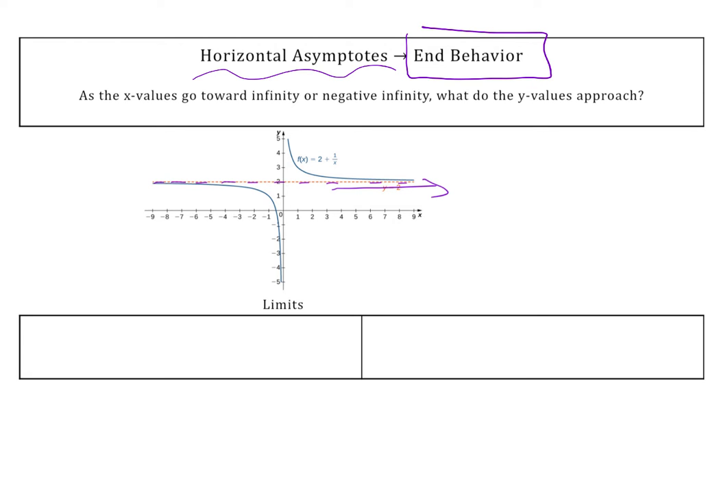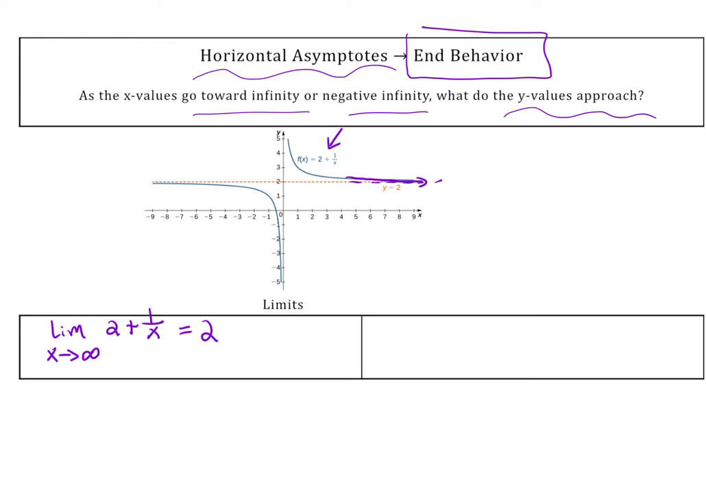As you approach infinity, that's like your end behavior. What is your y value approaching? So as x values go towards infinity or negative infinity, what do the y values approach? So for this graph, I have this function 2 plus 1 over x. The limit as x approaches infinity of 2 plus 1 over x, as you approach infinity, it will get closer and closer to, it'll approach that value of 2.